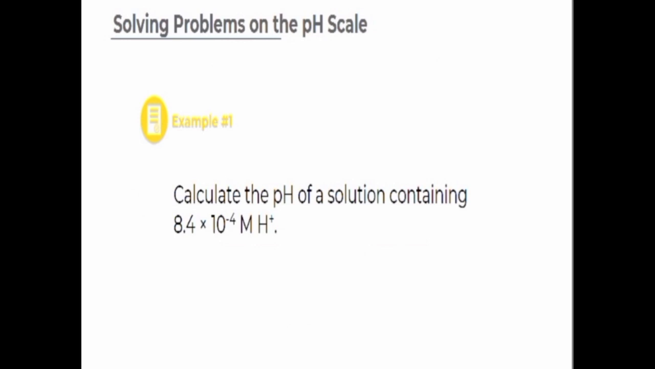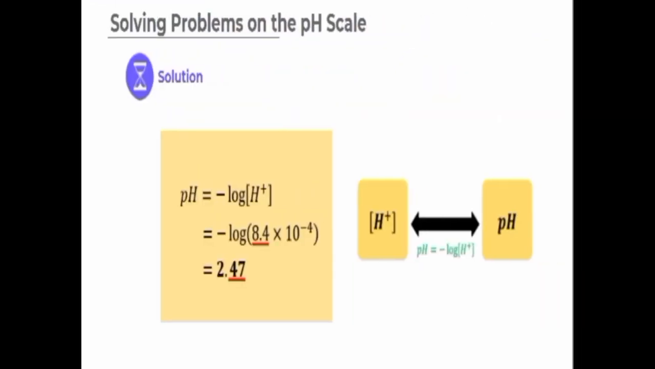Example 1. Calculate the pH of a solution containing 8.4 times 10 raised to negative 4 molar hydrogen ion. Solution. We can calculate pH by getting the negative logarithm of the hydrogen ion concentration. Plugging in the concentration gives us pH equals 2.47. Note that the significant digits in pH or pOH are those at the right of the decimal point. The given concentration has two significant figures. Thus, the pH must be rounded off to two decimal places.